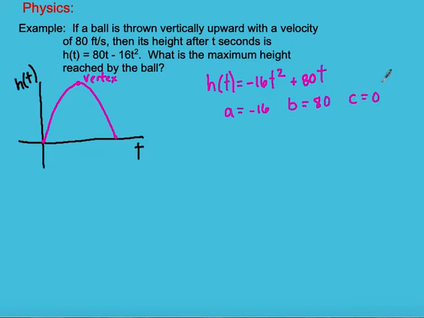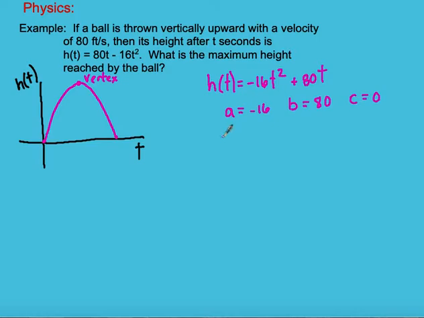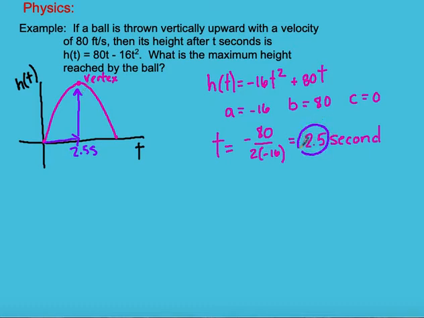Now I'm going to use my formula for the axis of symmetry. Since I'm based off of time instead of x, my axis of symmetry is t = -b/2a, which is negative 80 over 2 times negative 16. When I work that out, that gives me approximately 2.5 seconds. So that means that my ball is going to travel for 2.5 seconds when it reaches the maximum height. But I still haven't found that height. What I'm going to do is take that 2.5 seconds and put it back into my height function.